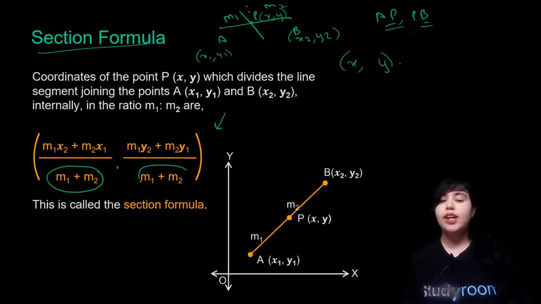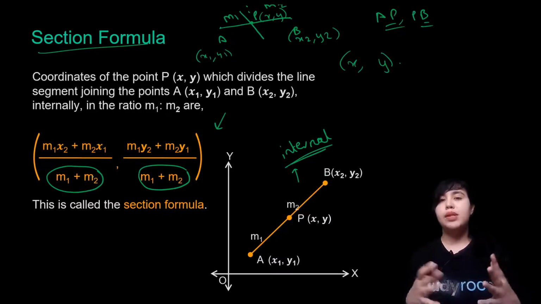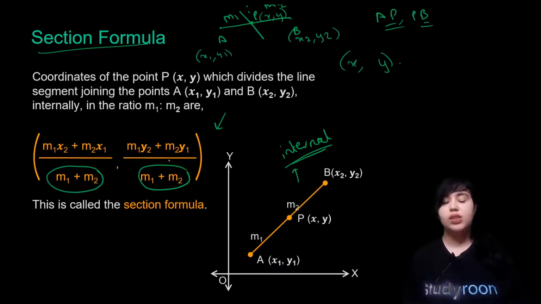Remember what was m1 and m2? M1 is to M2 was the ratio in which this internal division was taking place. So we call such a division internal. In higher classes, you'll see what is an external division, but this chapter is limited to internal division. So let's say P is internally dividing the line segment AB in the ratio M1 is to M2. Okay, you just sum it up, and that becomes a denominator for both the coordinates x as well as y.